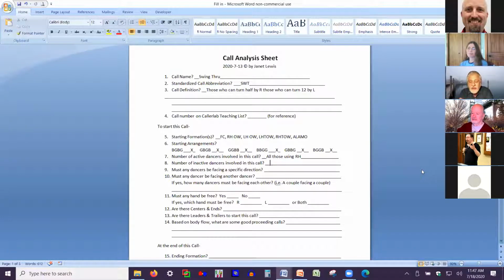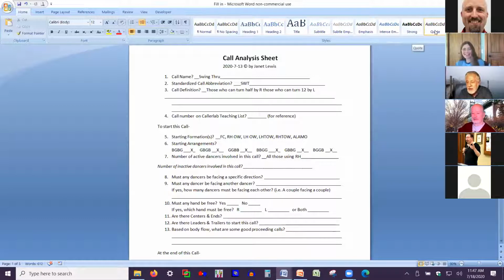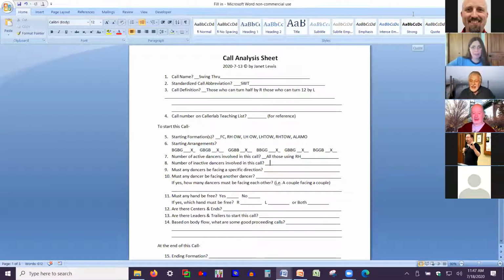I just thought of what our Saturday sessions can be for the next 68 weeks. We can use this call sheet or the evolution of it and pick a different call every week. Why don't we continue on with your, what are we at, number 8? Number 7? We're still trying to figure out the inactive dancers things.